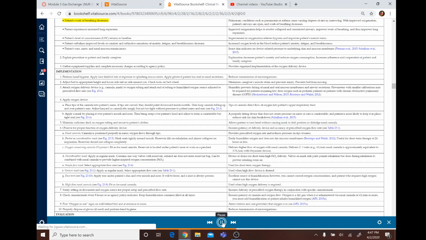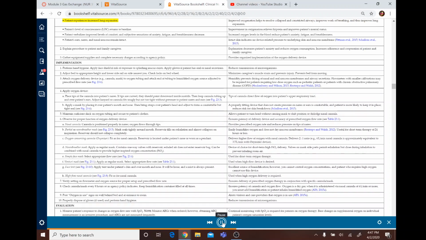Normal: patient's work of breathing decreases. Pulmonary conditions such as pneumonia or asthma cause varying degrees of airway narrowing. With improved oxygenation, patient's airways are open, and work of breathing decreases. Patient experiences increased lung expansion. Improved oxygenation helps to resolve collapsed and constricted airways, improves work of breathing, and thus improves lung expansion.